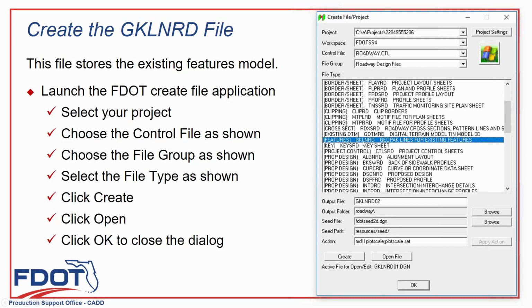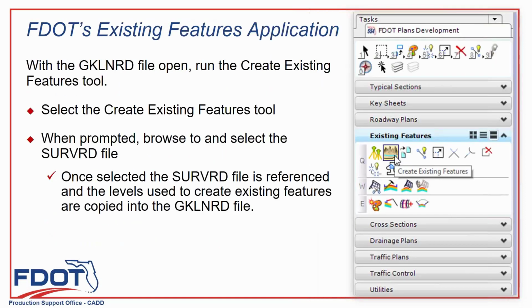So yeah, we create the GKLNRD file first, and it just shows the steps right here and all the settings that you need to set in this window. Roadway design files, pick your project, and so you create that. That's pretty straightforward. I think you guys are familiar with the create files. We've done that enough times this week.